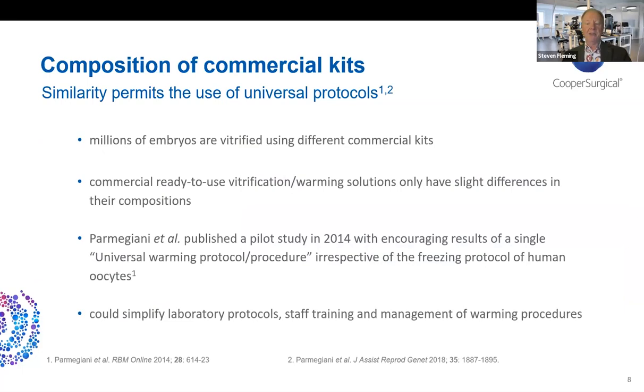And in 2014, Parmigiani and colleagues first looked at this, publishing a pilot study using human oocytes of a single universal warming protocol based on subsequent steps with 1 and 0.5 molar concentrations of extracellular cryoprotectant, irrespective of the freezing protocol, whether that be vitrification or slow freezing. And so they concluded that such an approach could actually simplify lab protocols, make staff training more straightforward, and also make it easier to manage the warming procedure.